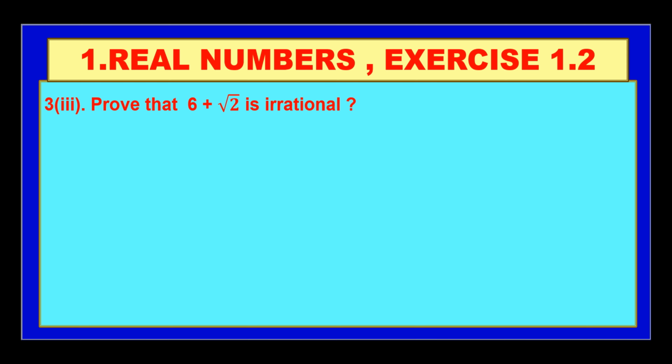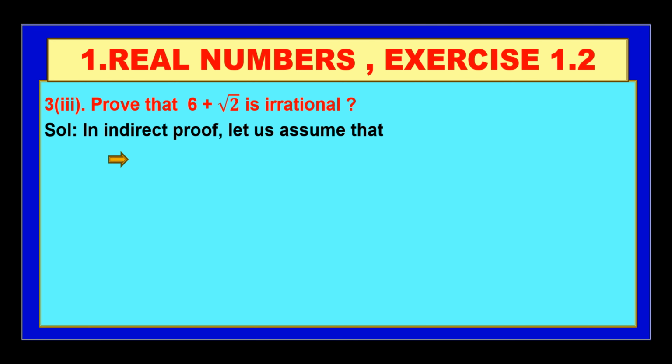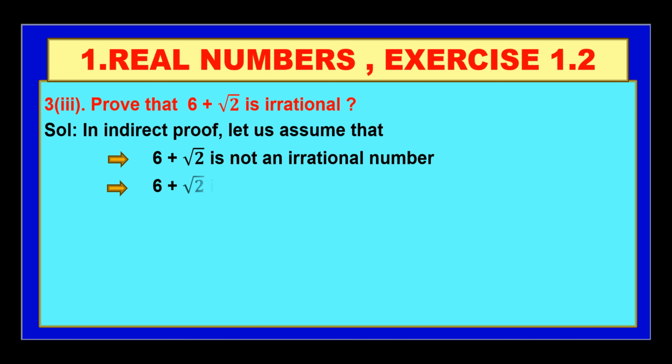In indirect proof, how can we assume this? Yes, we have to assume that 6 plus root 2 is not an irrational number. Okay. In indirect proof, let us assume that 6 plus root 2 is not an irrational number. If it is not an irrational number, then what should it be? Yes, it should be a rational number. That is, 6 plus root 2 is a rational number.